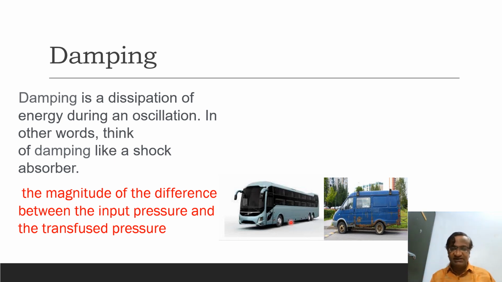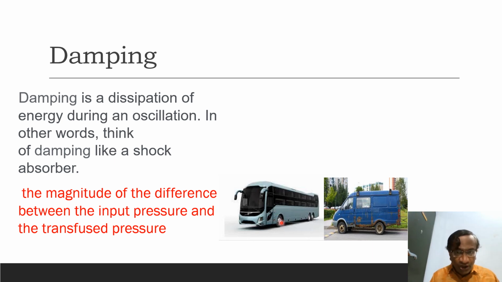Now, this bus, I will tell you, goes here like this. The road has got small gaps, depressions. This bus has got a good shock absorber. The input pressure is not being felt by us. Here, there is an input pressure because the bus goes like this. But if you go in this van, the input pressure will be felt by whoever is sitting there.